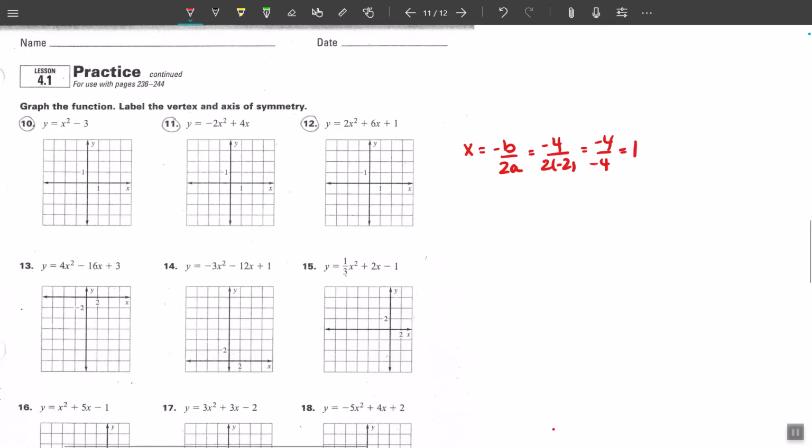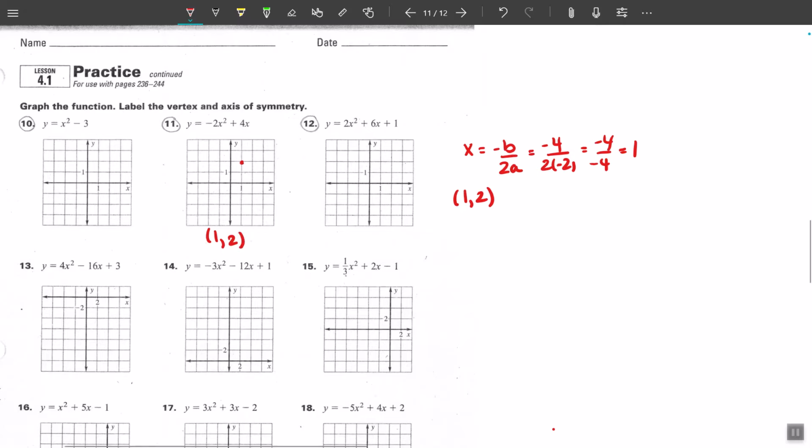All right, so we're going to have an x of 1. If I plug 1 back into this equation and evaluate, I'm going to get a y of 2. So my vertex on number 11 is going to be, maybe I'll write it over here, (1, 2). So I'll come over and graph that.